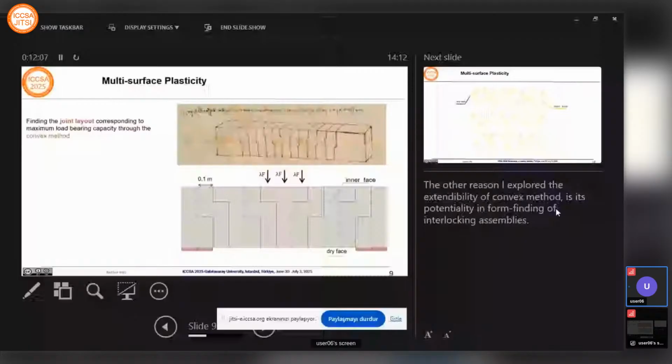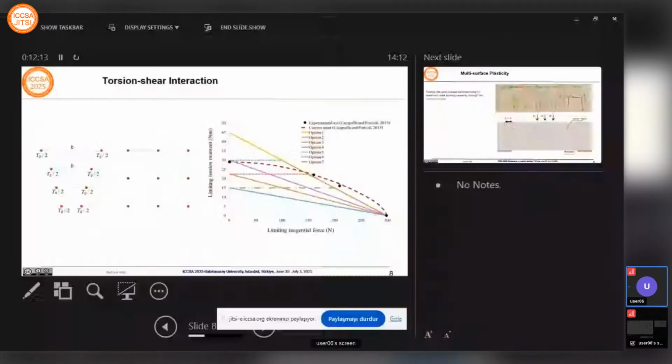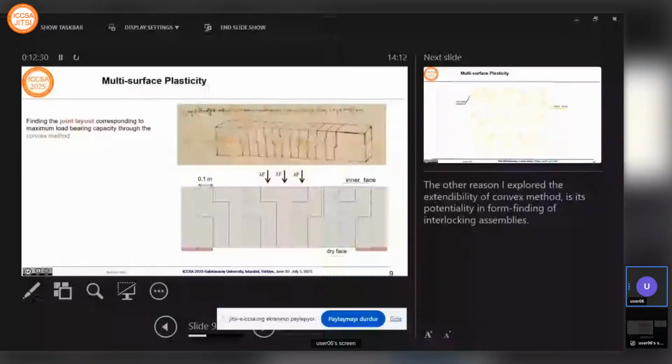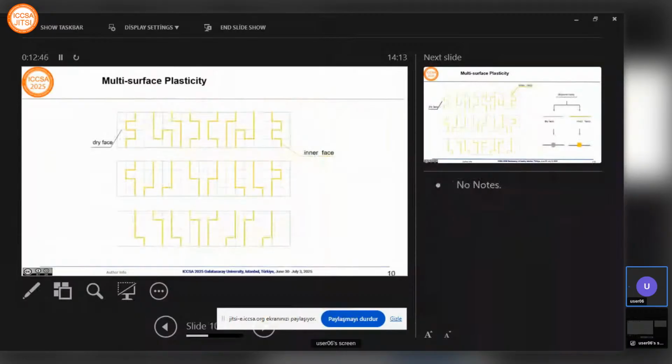the possibility of having a universal and simplified torsion shear interaction using the convex method. And the other reason I was exploring that is my other work, in which we try to find the best joint layout for designing interlocking assemblies. The overall idea behind that is that we tried to find the best combination of what we call inner faces and dry faces, which can correspond to the maximum load bearing capacity.